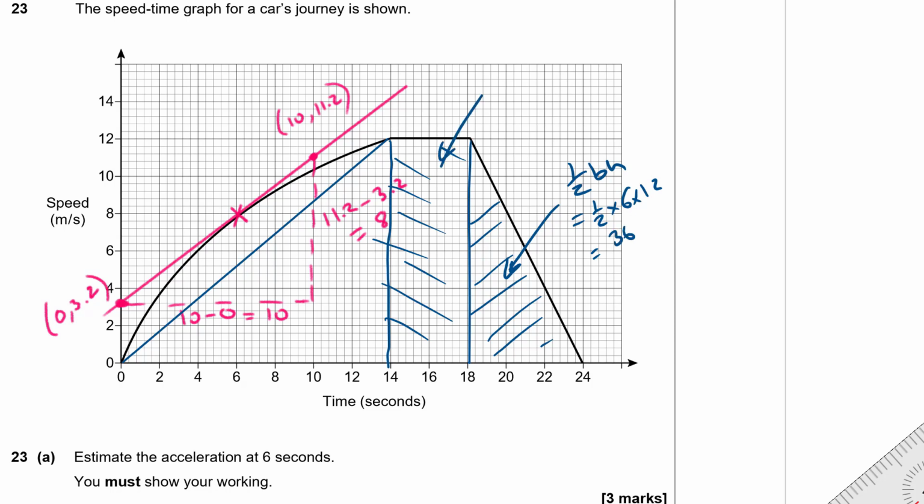This bit here is a rectangle, so just length times width. It's going to have an area of 14 to 18 is 4 times a height of 12. 4 12s are 48. And then this bit here is a triangle, so again half base times height, which is a half of 12 times 14. Half of 12 is 6. 6 14s, what's that, 84?